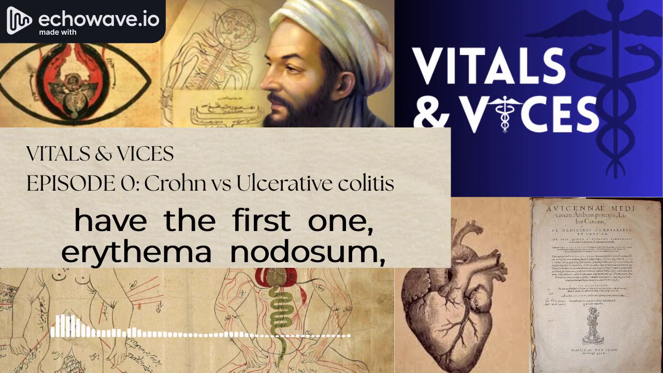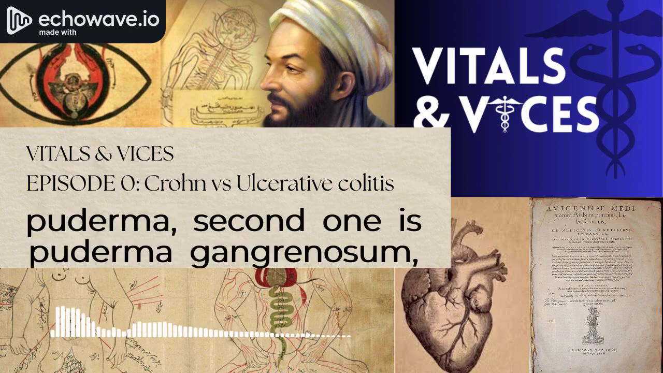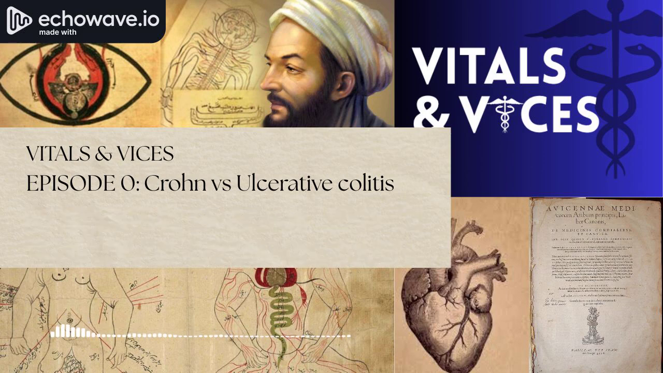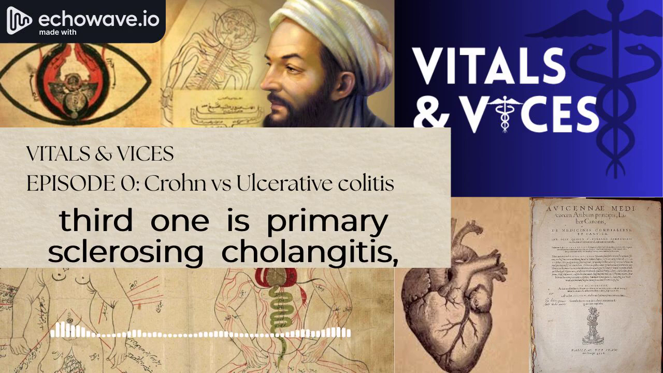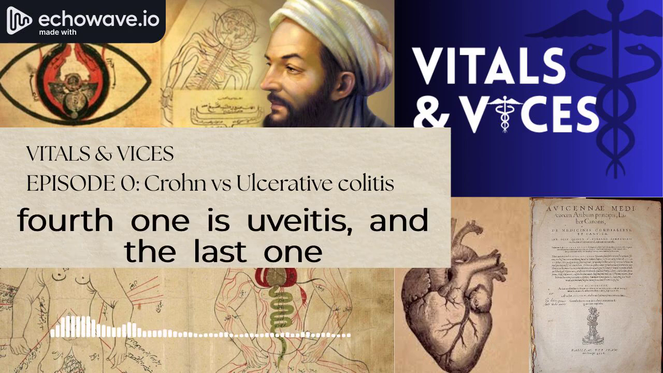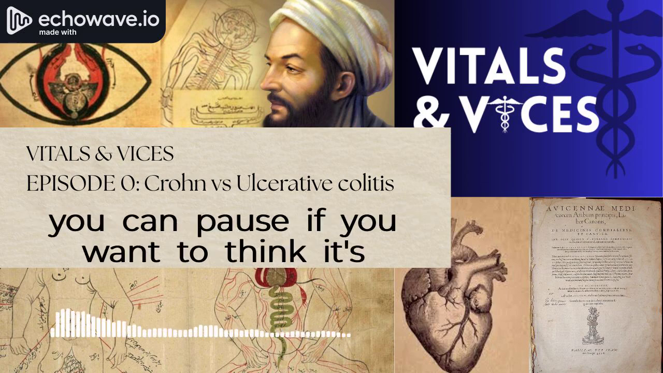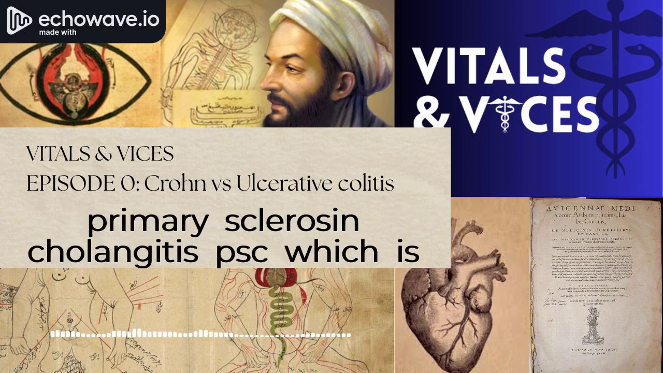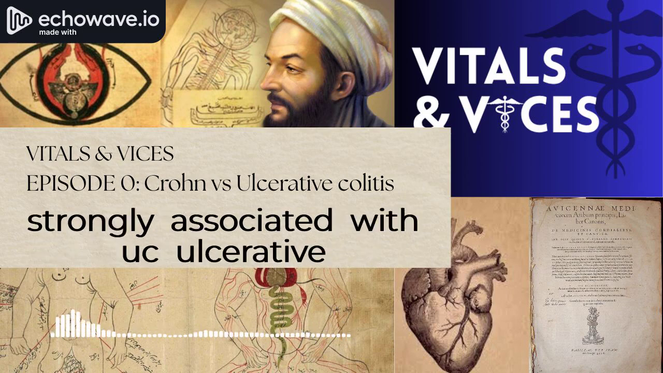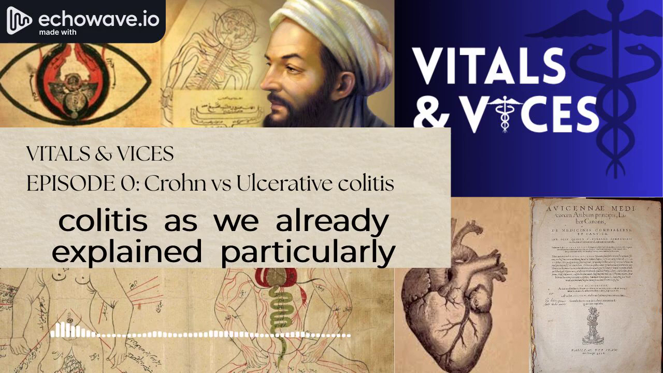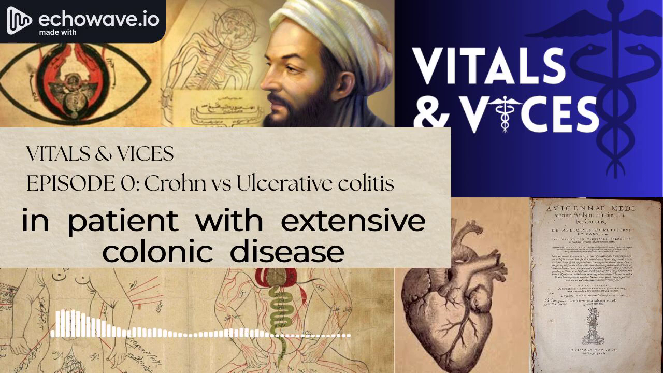We have the first one, erythema nodosum. Second one is pyoderma gangrenosum. Third one is primary sclerosing cholangitis. Fourth one is uveitis, and the last one is sacroiliitis. So the answer is, and you can pause if you want to think, primary sclerosing cholangitis, PSC, which is strongly associated with UC, ulcerative colitis, as we already explained, particularly in patients with extensive colonic disease.